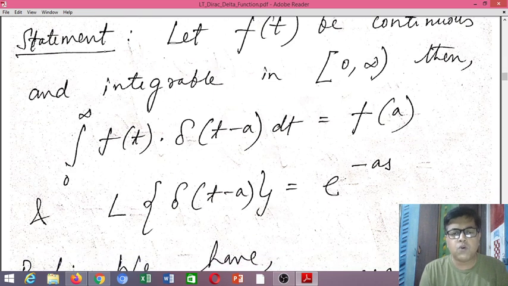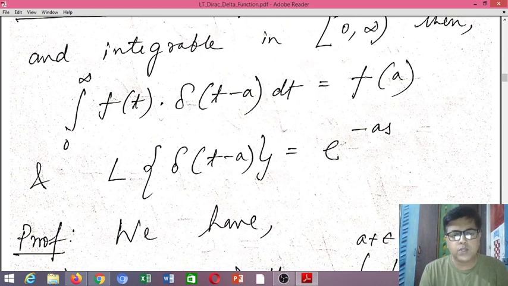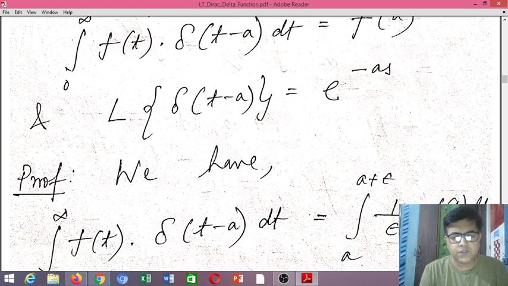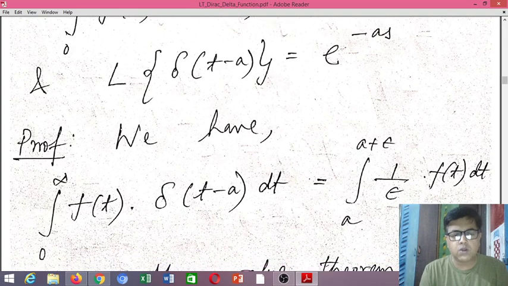Now let's come to the proof of this statement, because we have stated that this is the property that will hold. Now there must be a proof behind it. So we go to the proof of this important theorem. We start from the definition. We have integral 0 to infinity f(t) delta t minus a dt. Now we have to show this equal to f(a).